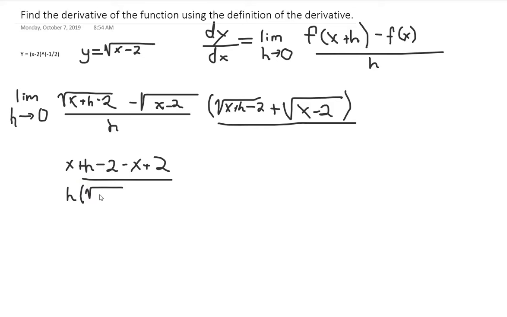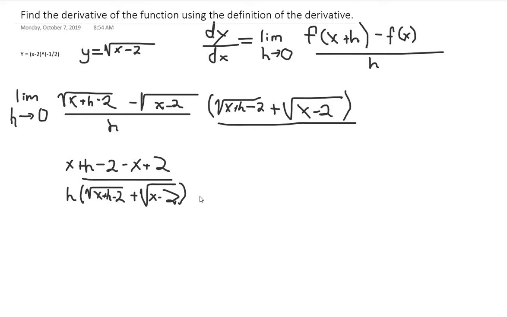So let's just write that in really fast. x plus h minus 2, plus x minus 2. So that's where we are right now.